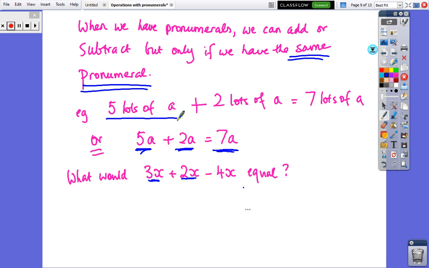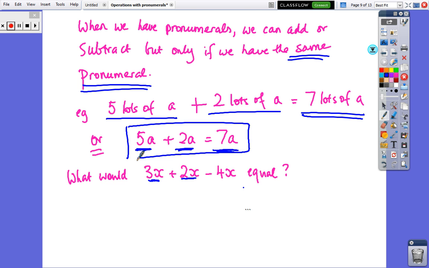So if I've got 5 lots of A and 2 lots of A, I must have 7 lots of A. So in algebra, 5A plus 2A equals 7A. That's straightforward. 3x plus 2x minus 4x: 3 plus 2 is 5, 5 minus 4 is 1. So the answer is 1x, and when you just have 1x, you can write it down as x. Both answers are correct. So we have to have like terms.